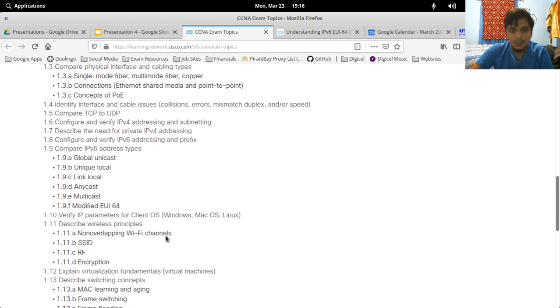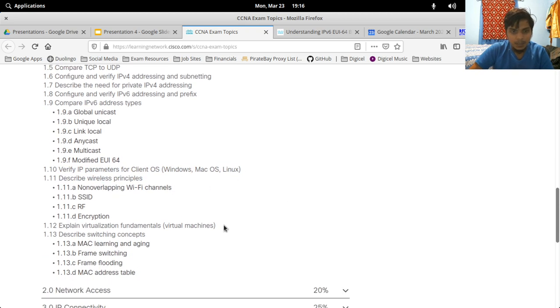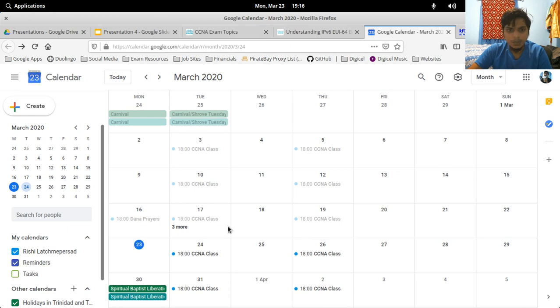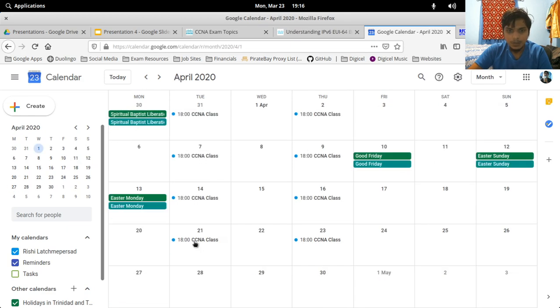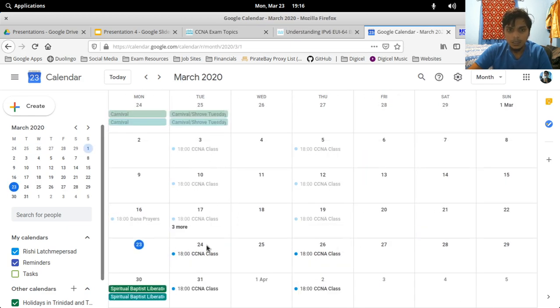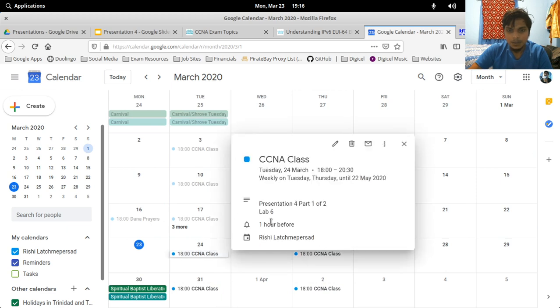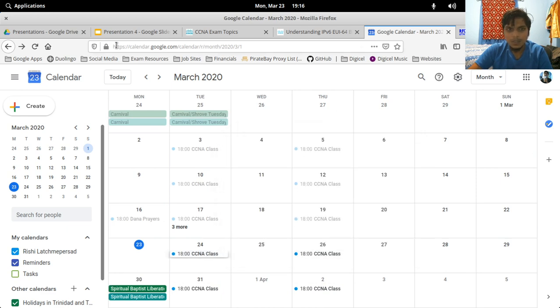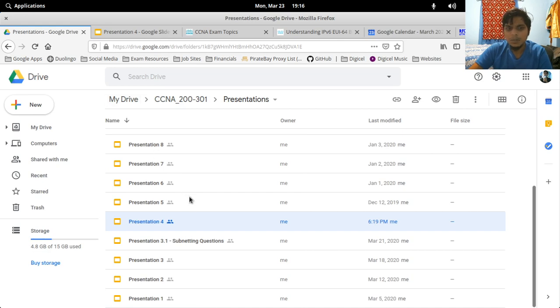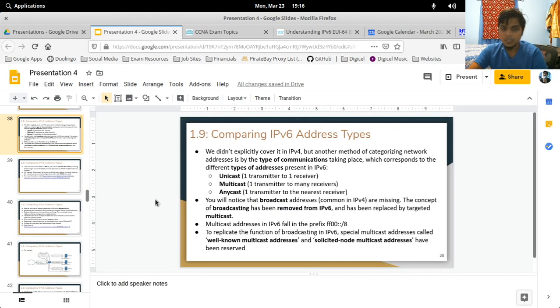So next class we'll go into verification of IP parameters and then wireless principles. And then in the class after that, we should be able to finish both of these. Right, lab for this class. So you should be on lab 6 now, which is subnetting, I believe. Yeah, so try and finish lab 6 and go over this material.